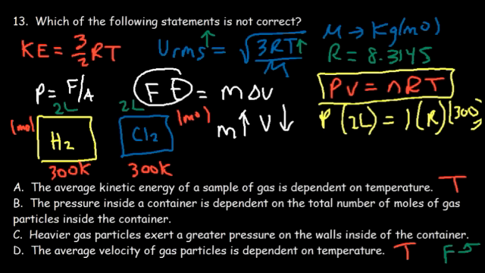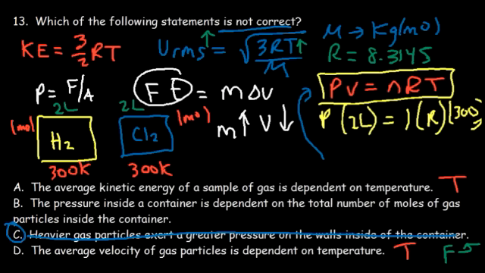Because molar mass is not part of this equation, the pressure is going to be the same for the light gas and the heavy gas. So therefore, heavier gas particles do not exert a greater pressure. So C is the false statement. Therefore, we're looking for the statement that is not correct, so C is the answer.